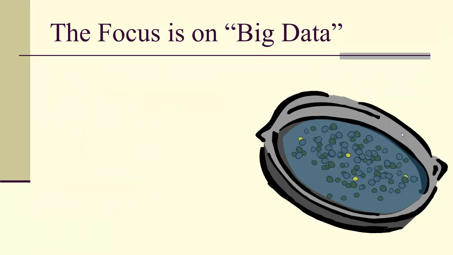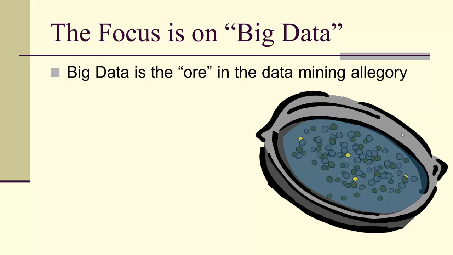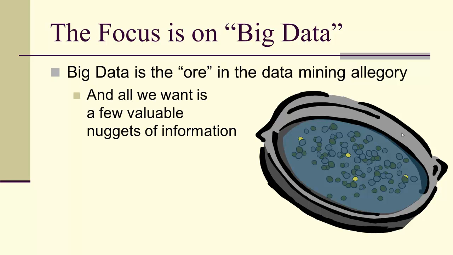So most important perhaps is what we're actually mining into. And just like the data mining allegory, we tend to have lots and lots of things in our data sets that we're not interested in, but a few extremely valuable nuggets of information that we do want to obtain. And typically those are very hard to find, just like the panning for gold analogy.